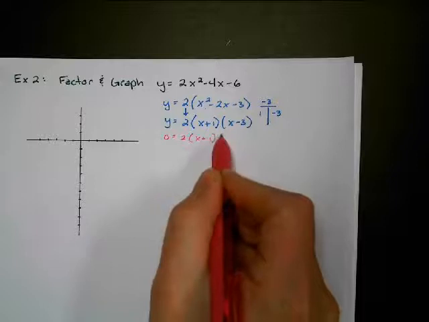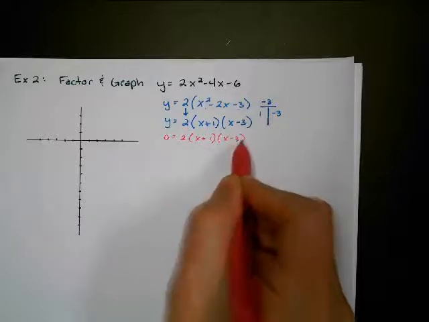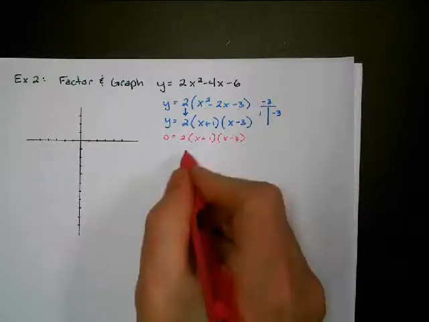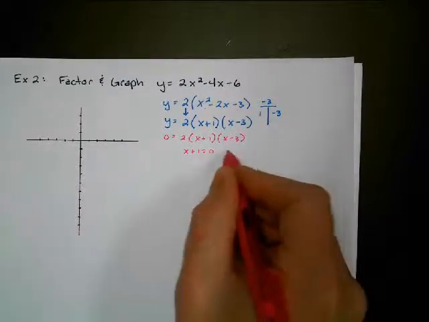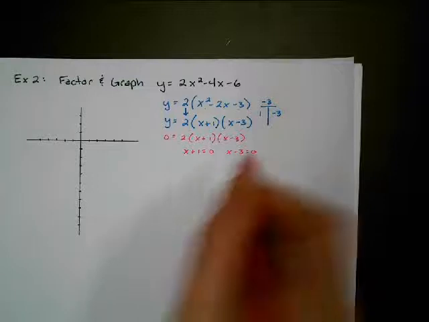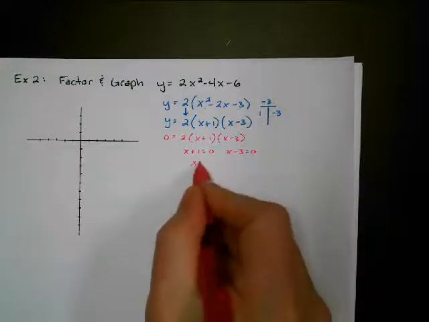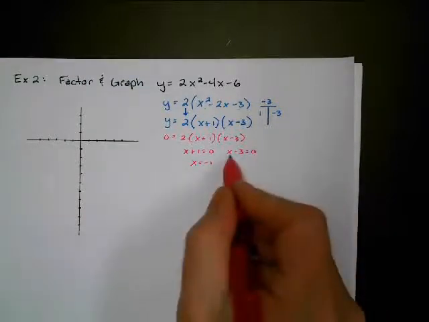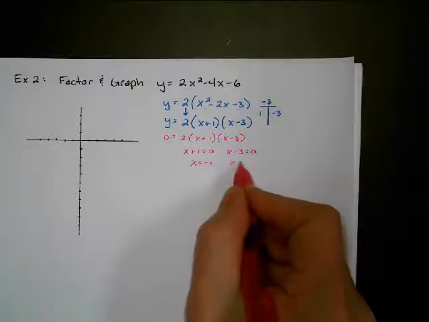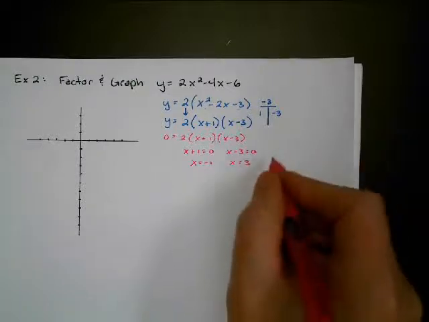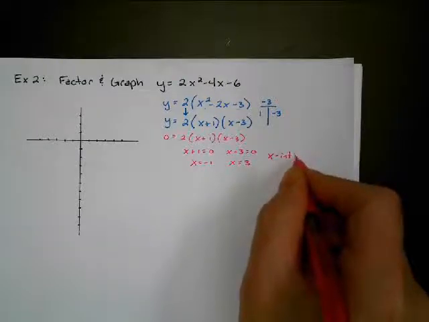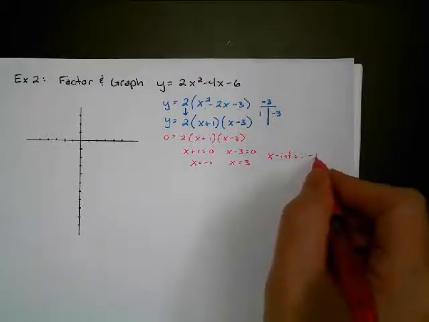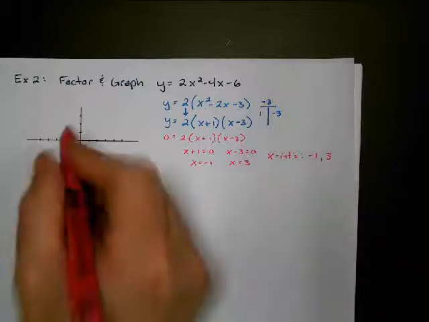So I'm going to take these two and set them equal to 0. So I do x plus 1 equals 0 and x minus 3 equals 0. Subtract 1 from both sides and x is equal to -1. Add 3 to both sides and x is equal to 3. So my two x-intercepts are at -1 and 3. Okay, so -1's right here and 1, 2, 3 is right there.